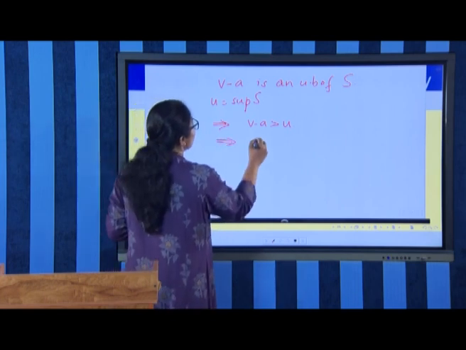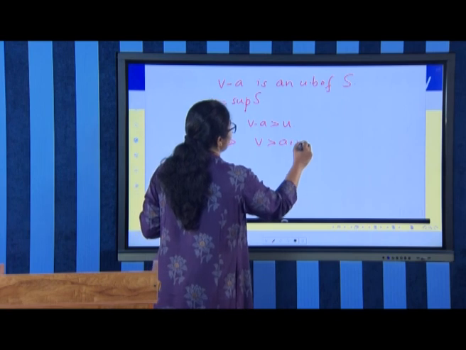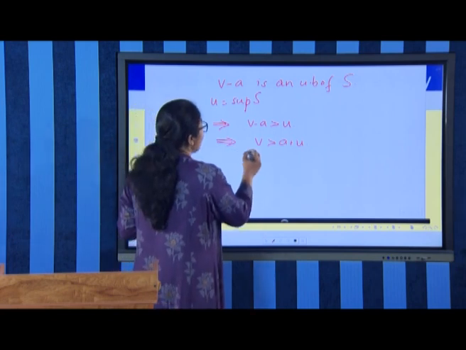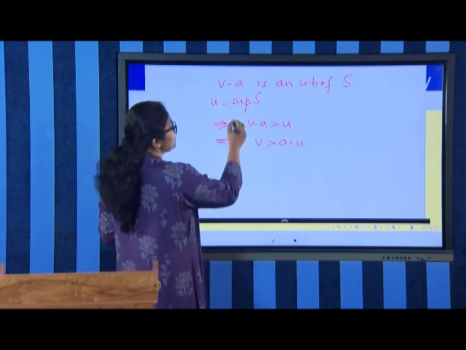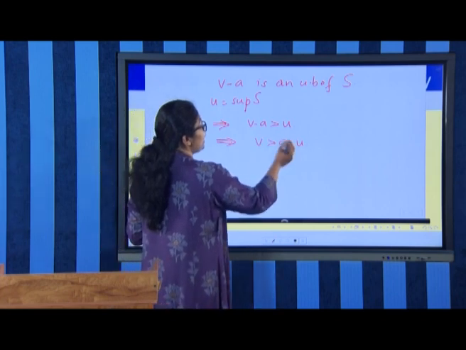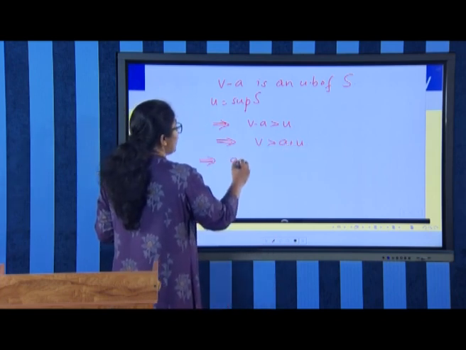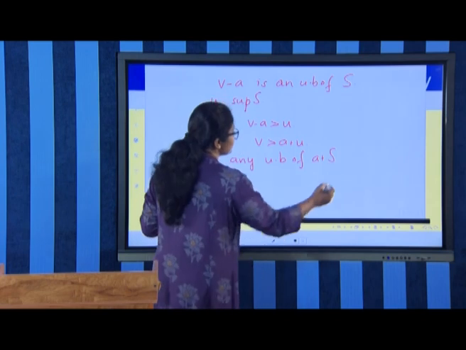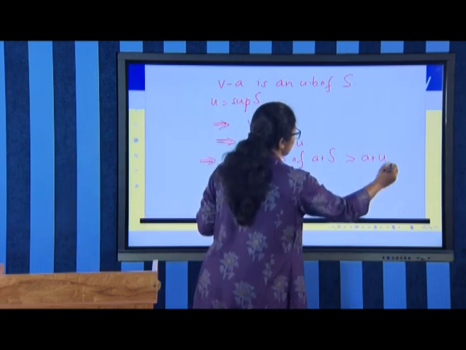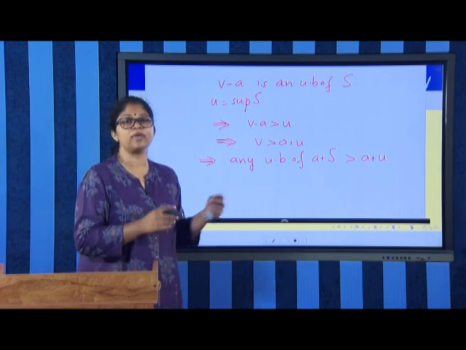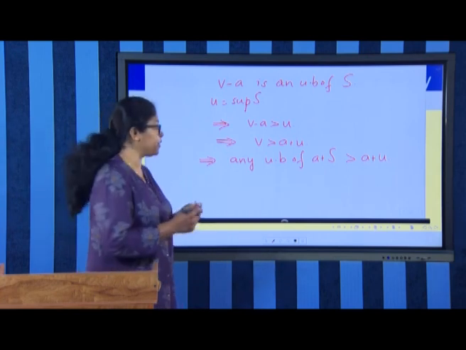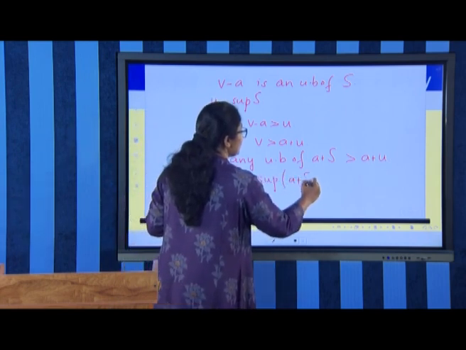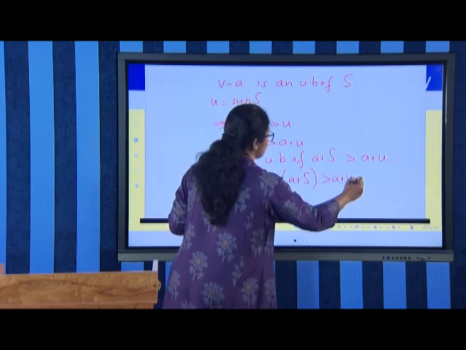This indicates that V is greater than or equal to A plus U. So, what does this indicate? This means that any upper bound of the set A plus S is greater than or equal to A plus U. So, since it is an arbitrary upper bound, we can even replace that upper bound by the supremum. So, this indicates that supremum of A plus S is greater than or equal to A plus U.